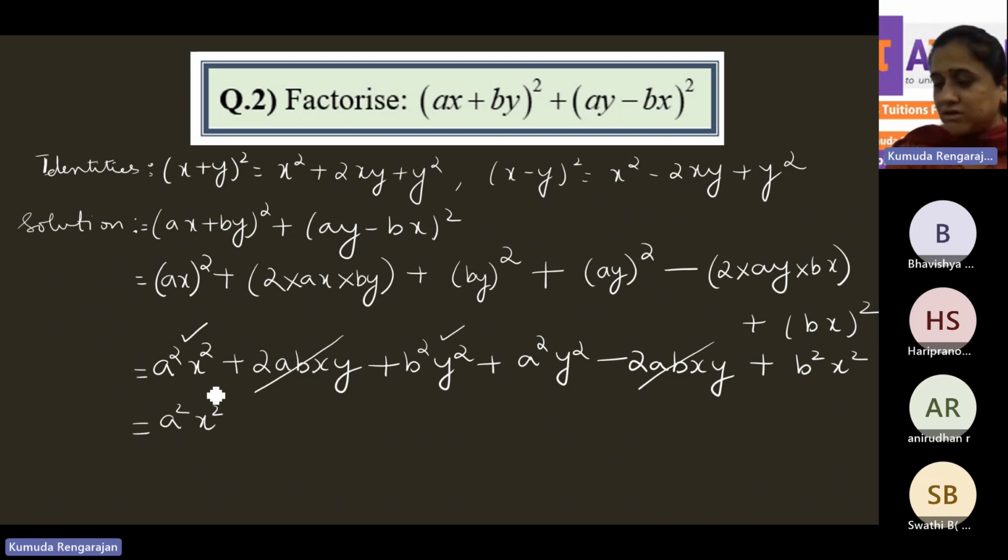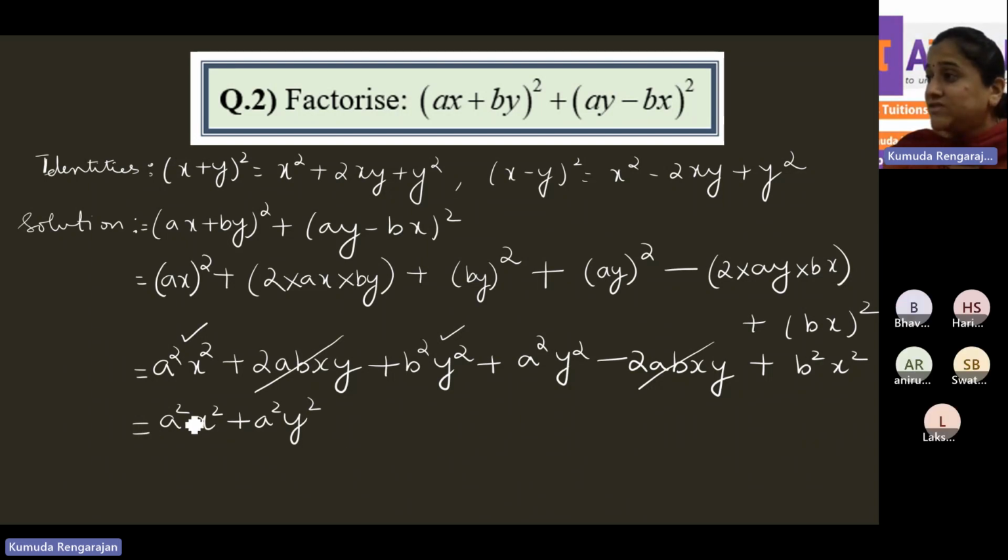You see, now a square x squared and b square y square have nothing in common. A square x square is the first term here, and after that we have b square y square, but there's nothing common between them. So we'll take some other term as a second term. Which one? If you write the second term as a square y square, a square is common between the first term and the second term.